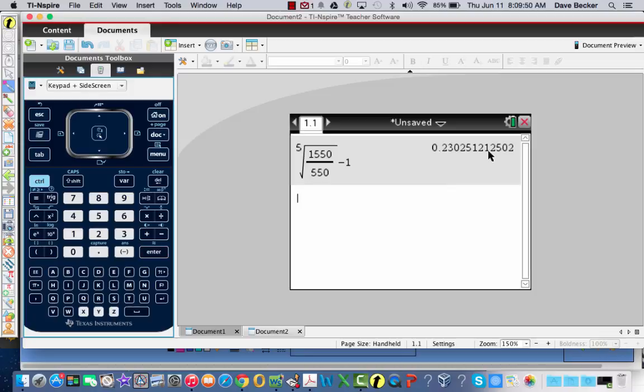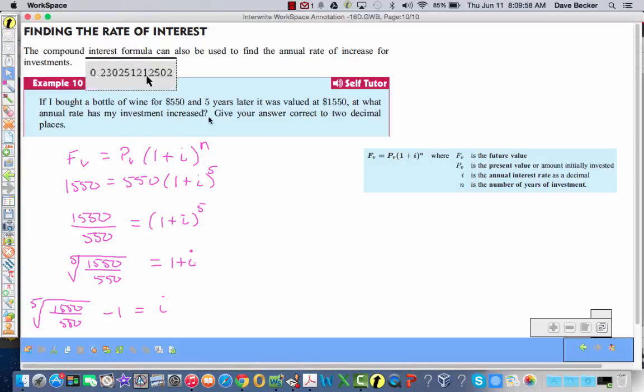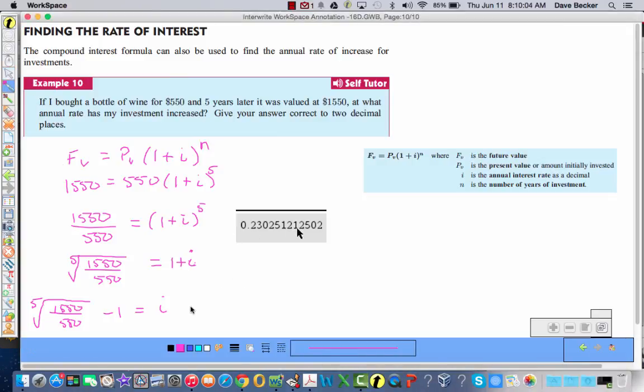Why don't I just copy that so we can look at it instead of me memorizing it and not remembering. So we'll put that over here. So that means that i equals 0.23025, and so on. But they say give your answer correct to 2 decimal places. We express rates as percents, so the interest rate is going to be equal to 23.03%, rounded to the nearest 2 decimal places.